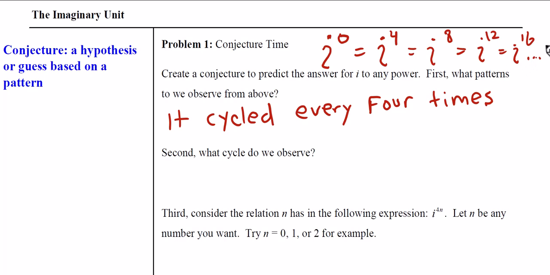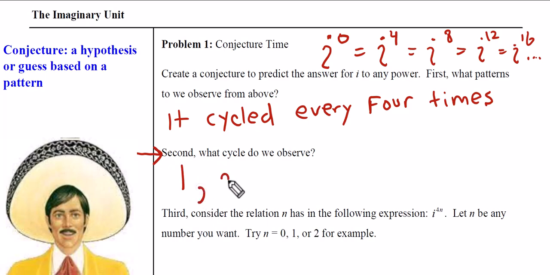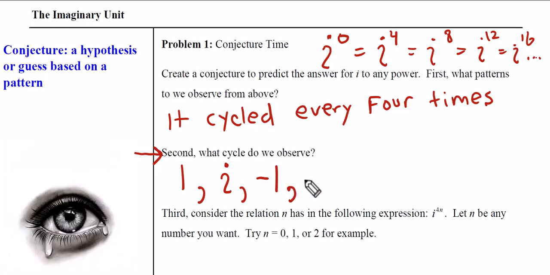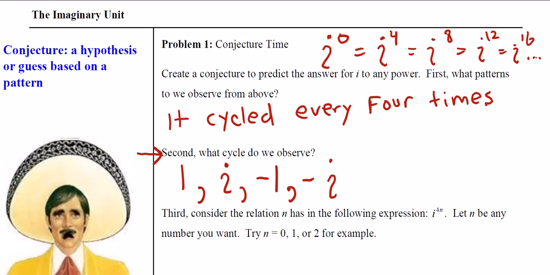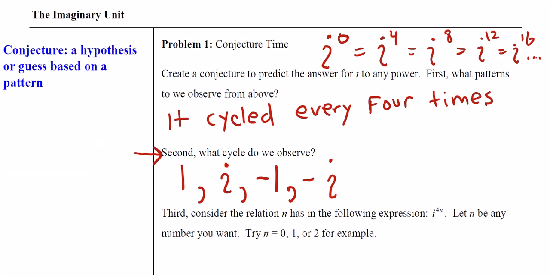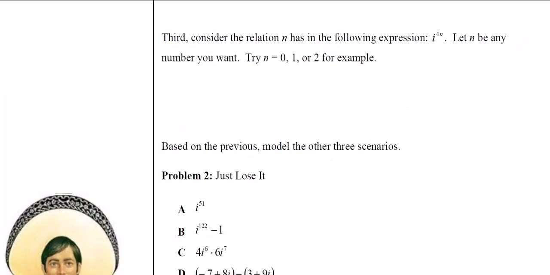Well, what about the other ones in between? Then we have to ask the question, what was the cycle? The cycle was 1, i, negative 1, negative i. And then it would repeat again: 1, i, negative 1, negative i. I would encourage you, if you forgot that pattern, to go back and look at the other notes to see that pattern and how it was developed. So welcome to Algebra 2, where we think things through a little deeply.